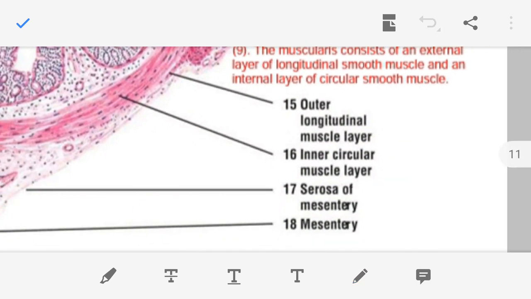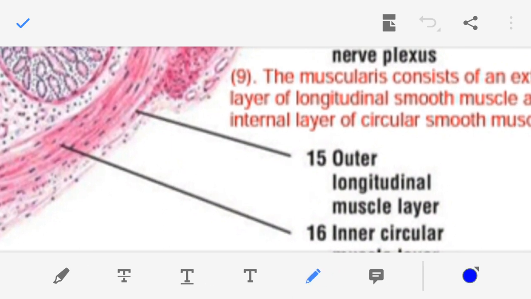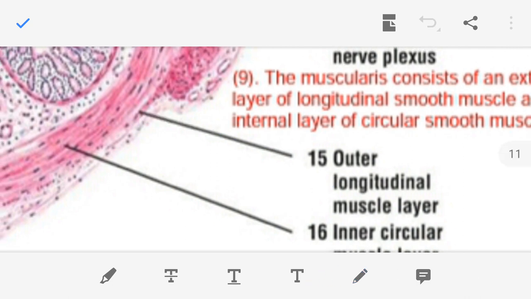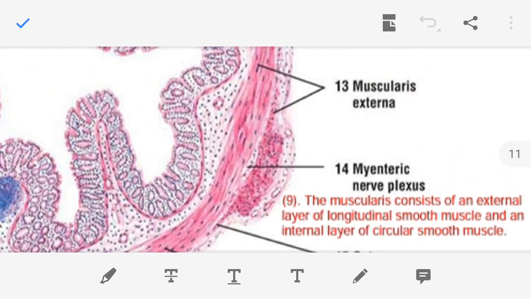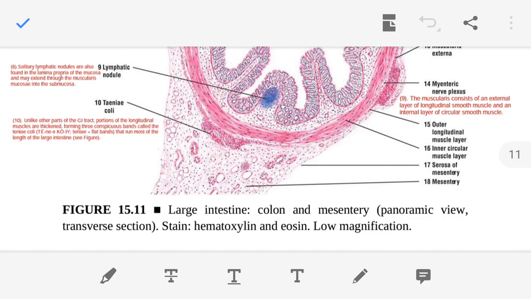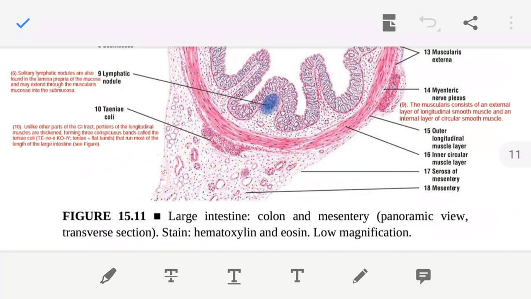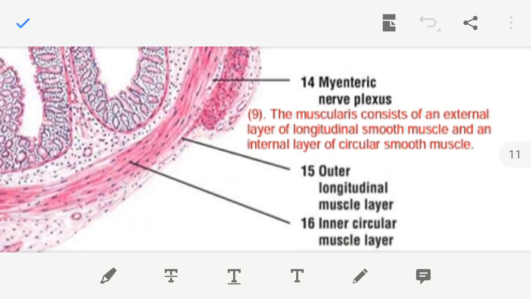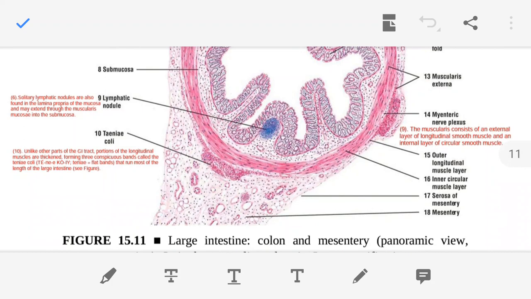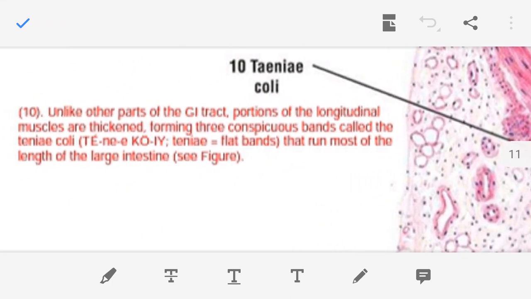And then on the outer side, the longitudinal muscle layer is present. So the muscularis layer is divided into an inner circular muscle layer and an outer longitudinal muscle layer. This is the ninth point. Moving on to the tenth point of our discussion.